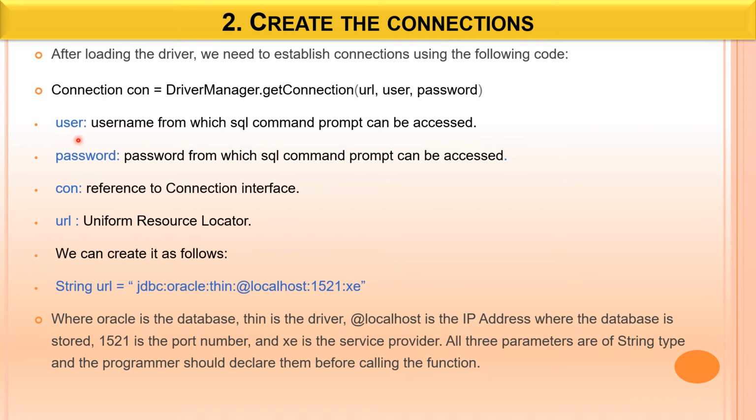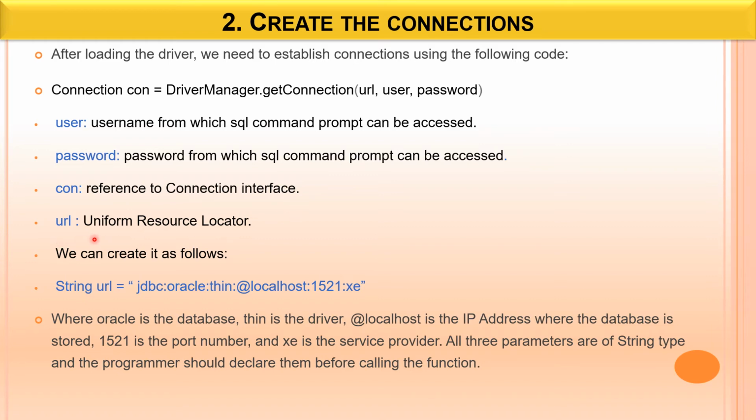What is the user? In the brackets, the arguments are url, user and password. User will be the user name from which the SQL command prompt can be accessed, and the password is the password for the SQL command prompt. And con will be a reference to the Connection interface. This is a very important thing to keep in mind.